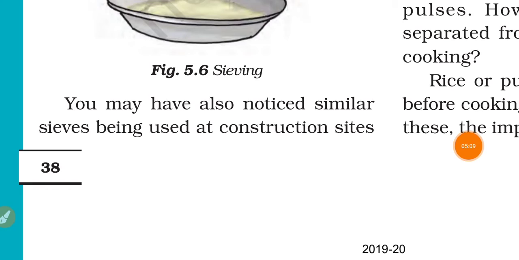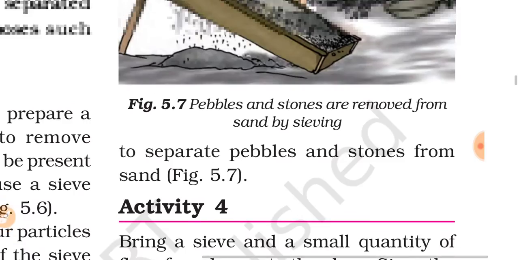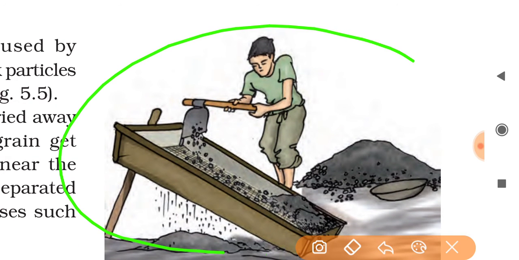In construction sites you also see this type of sieves, as you see in figure 5.7, where road making processes are going on nowadays. So you can easily understand this figure.